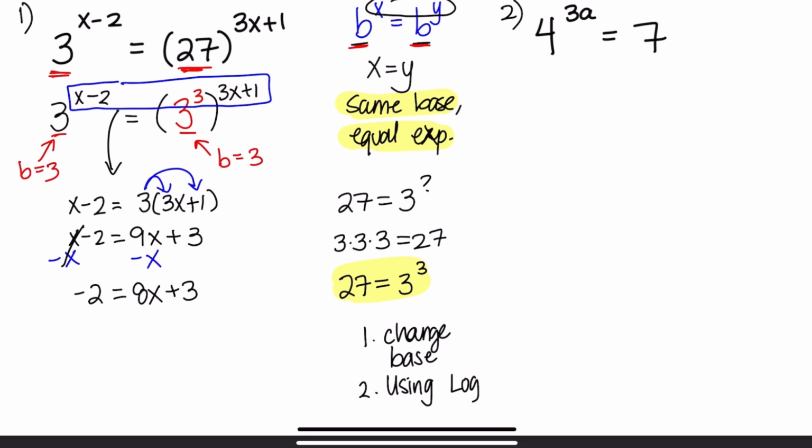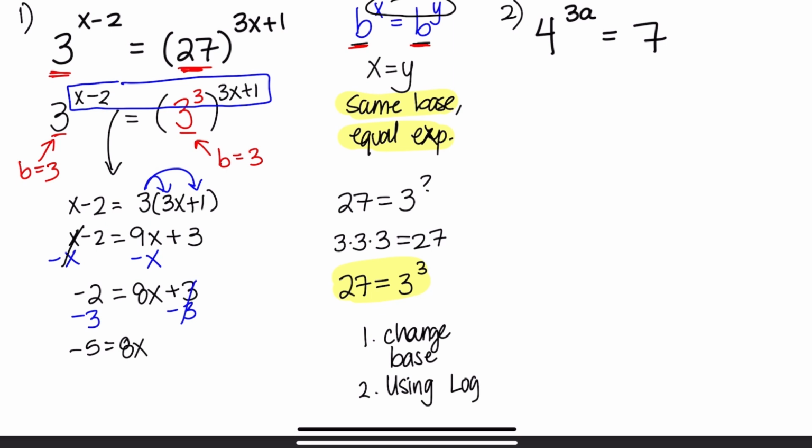Now I need to do my numbers on one side. I need to move the 3 over to the left side. Because the 3 is being added, the inverse operation is subtraction. So I'm subtracting 3 from both sides. Now I have negative 5 equals 8x.